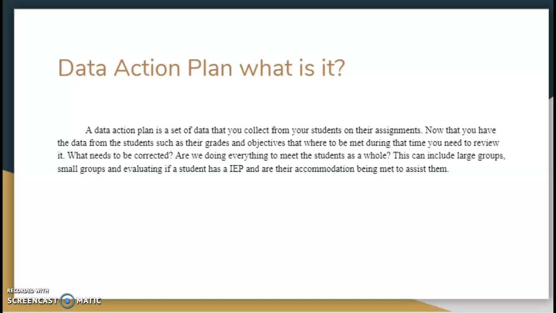Now that you have the data from the students, such as their grades and objectives that were to be met during that time, you need to review it. What needs to be corrected? Are we doing everything to meet students as a whole? This can include large groups, small groups, and evaluating if a student has an IEP and are the accommodations being met to assist them.